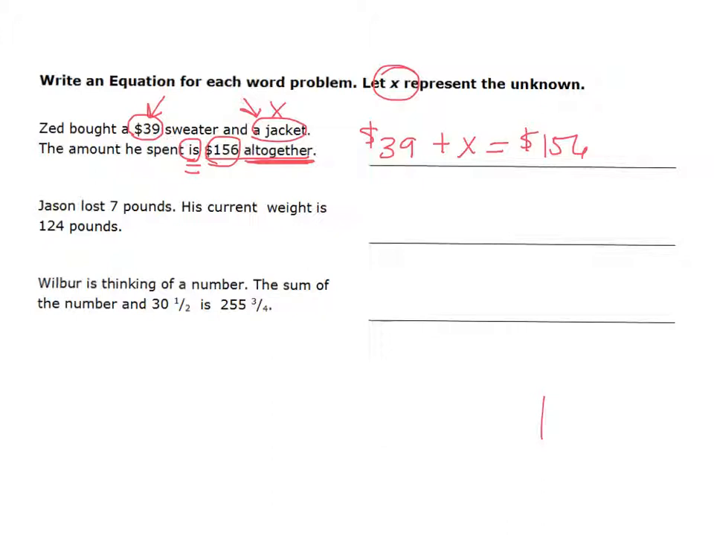Jason lost 7 pounds. His current weight is 124 pounds. So, do we know how much Jason weighed originally? Well, no, that's our unknown. So we don't know what he weighed before he lost. But what does that keyword tell us when it's lost? He lost 7 pounds. His current weight is 124. So that means he's had a reduction. He has lost pounds. So we could represent this word problem as x minus 7 equals 124 pounds.